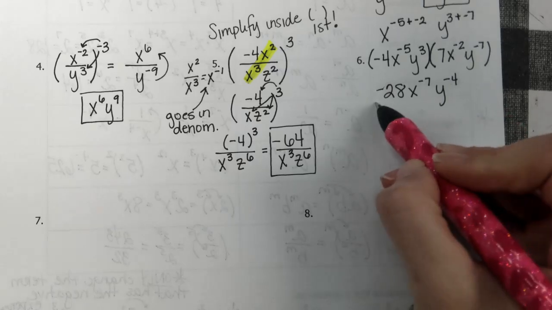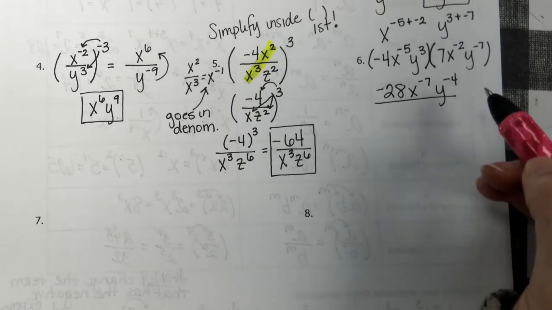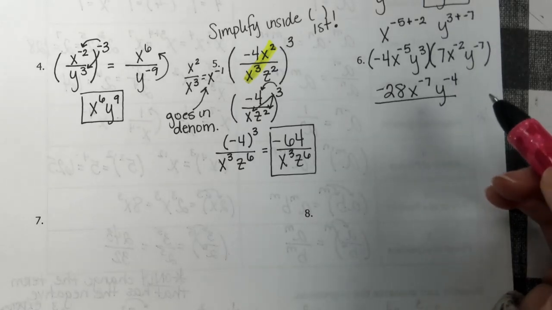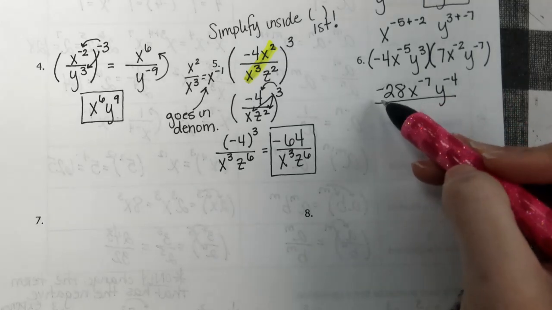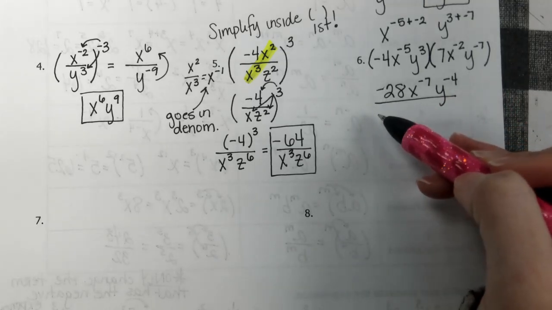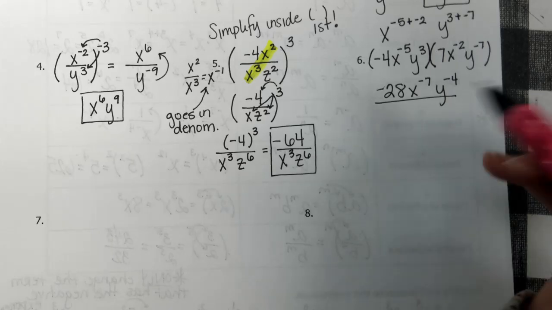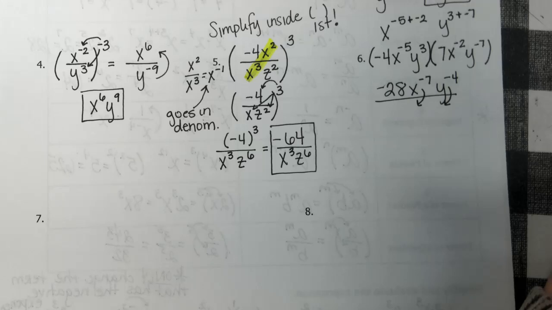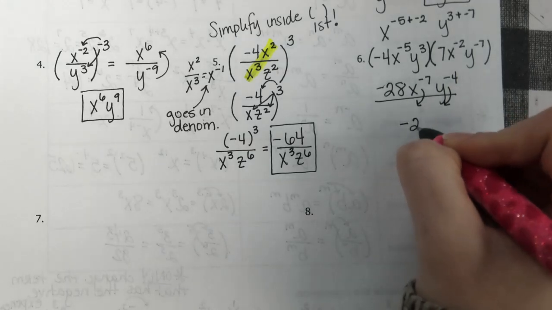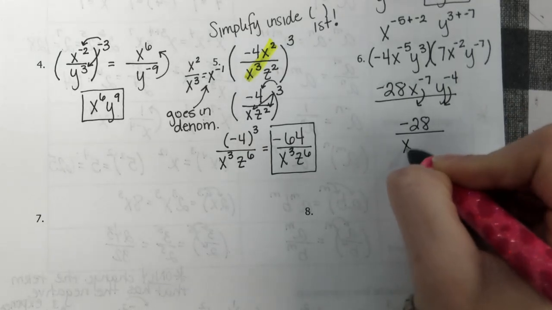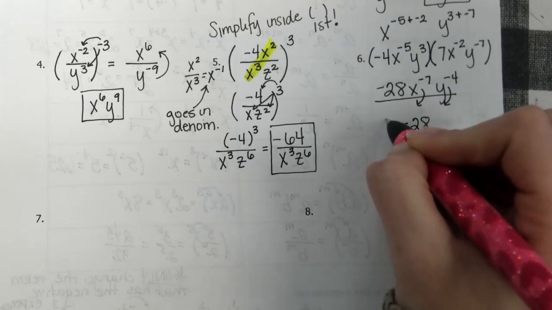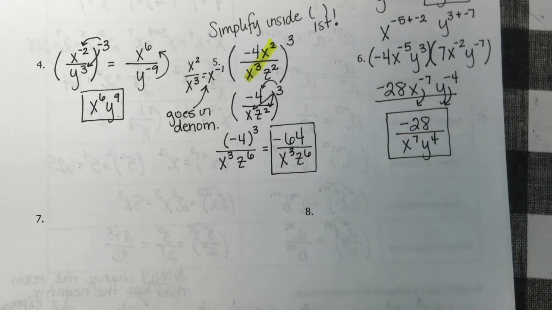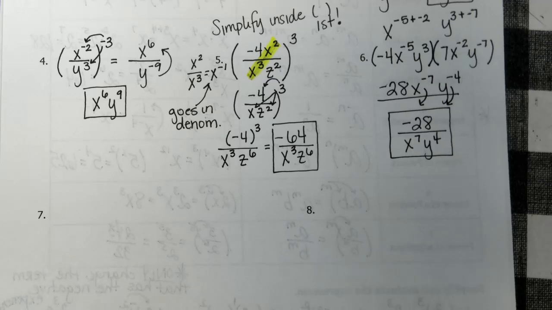I bring my negative exponents down. If you want to draw a line so you visually see, because not everything goes down, you can. The negative 28 does not go down. It is a negative number, but not a negative exponent. Okay? So only x to the negative 7 and y to the negative 4 is going to come down. Okay, so my final answer should be negative 28 over x to the 7th and y to the 4th. Do we understand that? Okay.